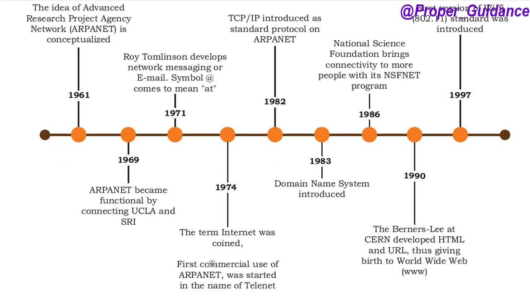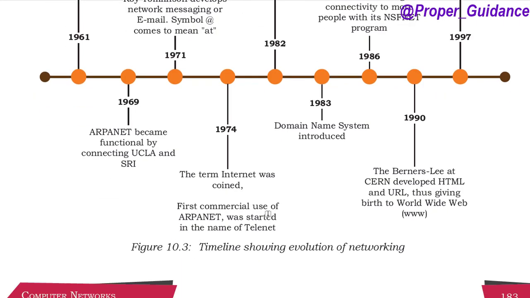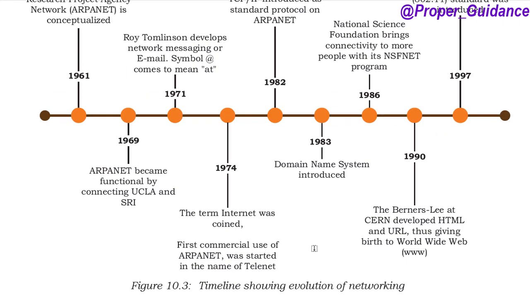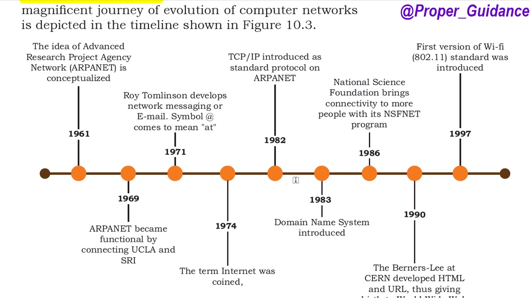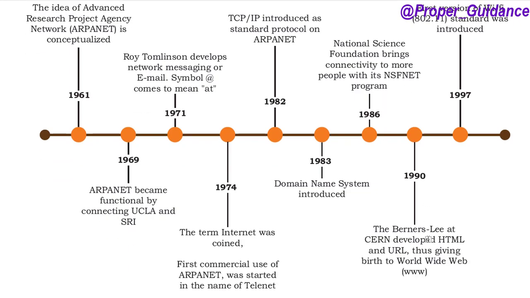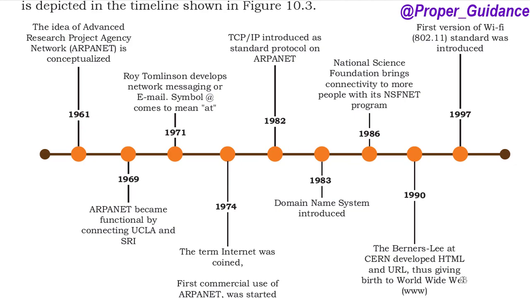In 1974, the term internet was coined. The first commercial use of ARPANET started under the name Telenet, and then in 1982, TCP/IP was introduced as the standard protocol on ARPANET. In 1983, the domain name system was introduced. In 1986, the National Science Foundation brought connectivity to more people with its NSFNET program. And then in 1990, Berners-Lee at CERN developed HTML and URL, thus giving birth to the World Wide Web, that is WWW. And in 1997, the first version of the Wi-Fi standard was introduced.